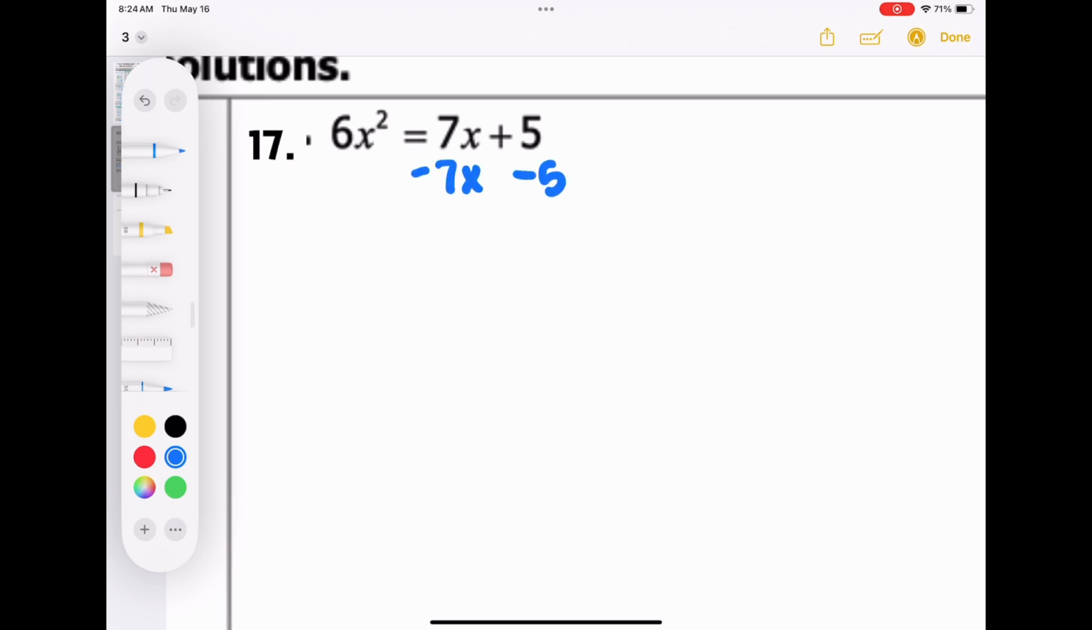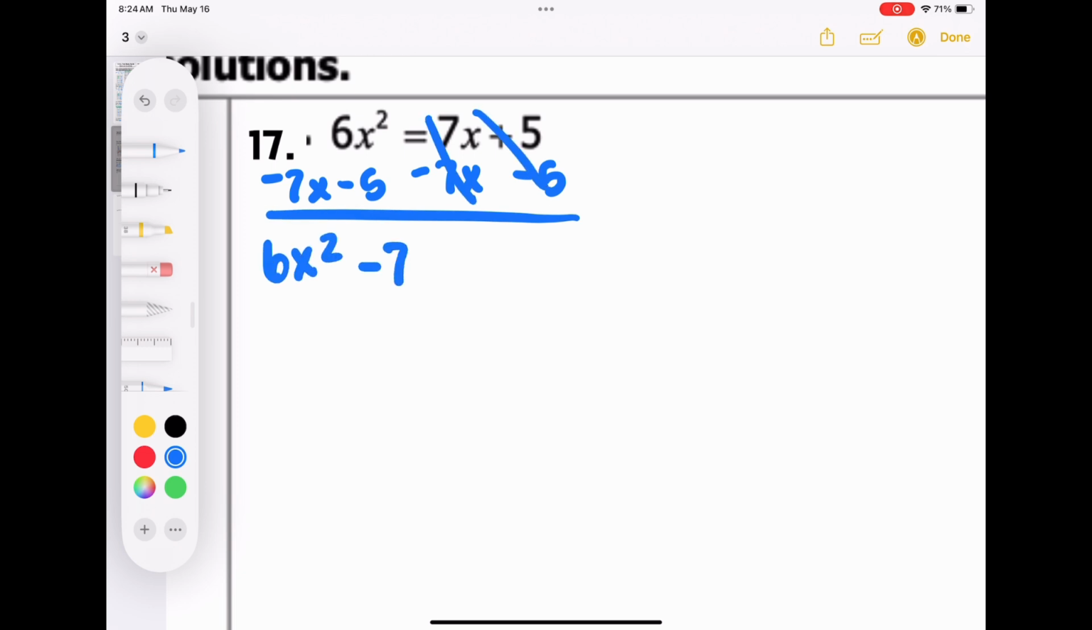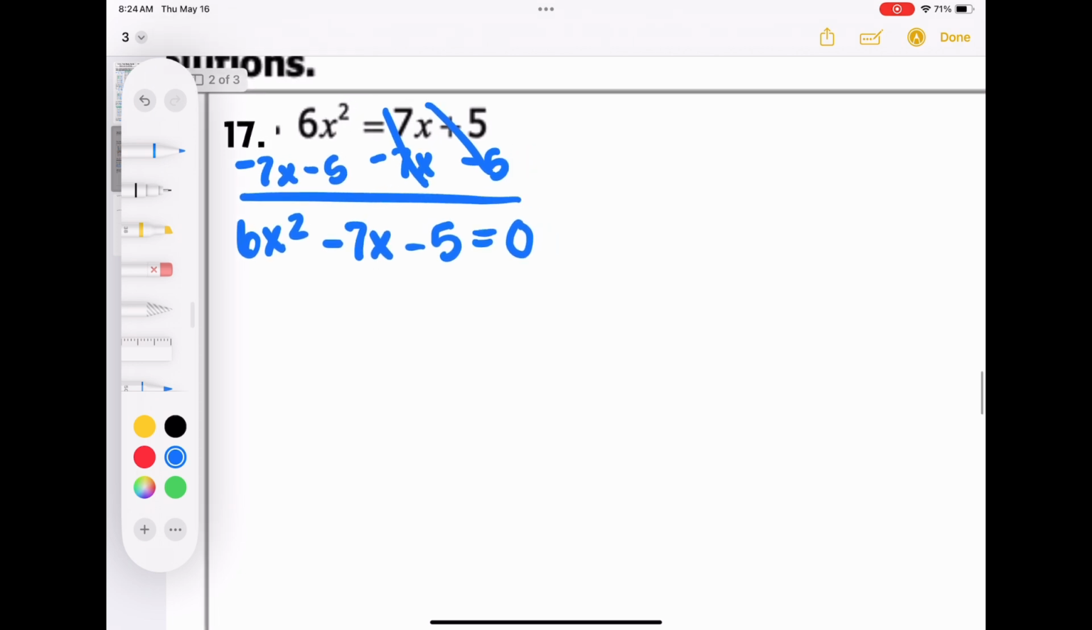So looking at this one, it's not equal to 0, so I need to move the -7x and the 5 to the other side. So when I do that, I get 6x squared minus 7x minus 5 equals 0. So I'm going to be using the factoring method. Since I do that, I need to get rid of that number in front. So I'm going to do 6 times -5, which gives me -30. And then I'm going to bring everything else down. And so that got rid of our number in front.